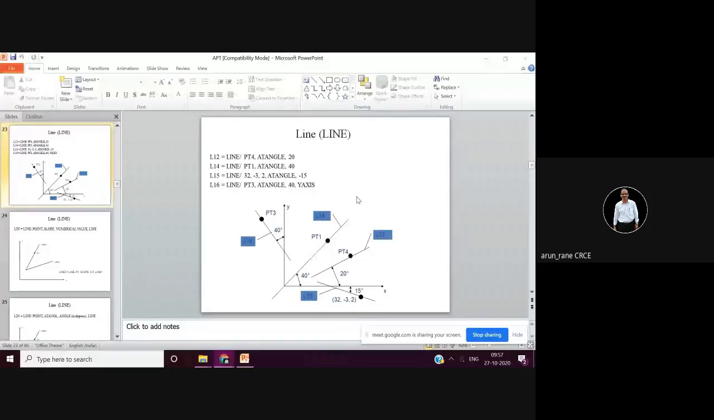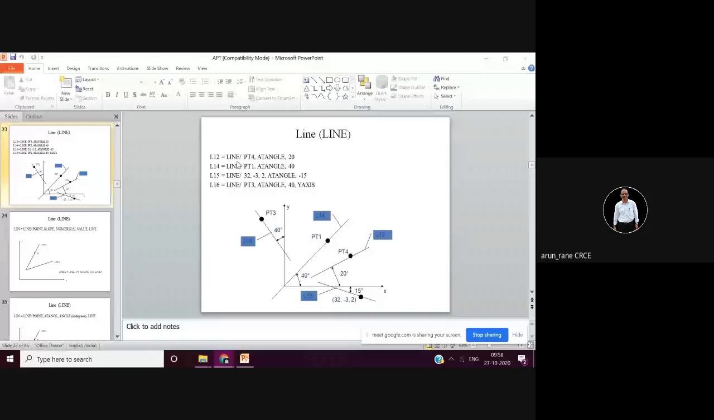And line 12, where is your line 12? Line 12, it is this. This is a line, okay? So line 12 is a line passing through point 4. Now there will be an infinite number of lines passing through point 4. But no, we want one at an angle of 20. So this is 20 degrees. So now this line is completely constrained.